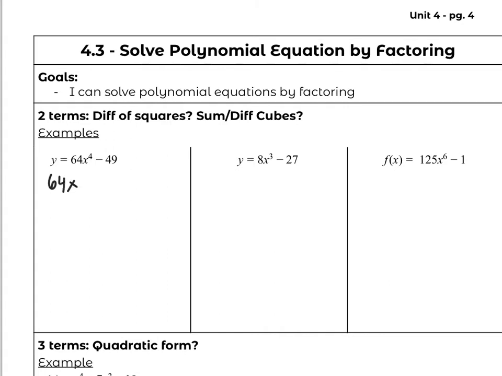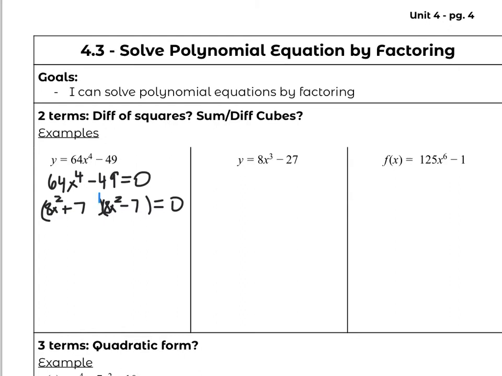So 64x to the fourth minus 49 equals 0. And I noticed that both my numbers are perfect squares and my exponent is even. So if you've got two terms, perfect squares, subtraction in the middle, let's go from there. Put your parentheses, one with the plus, then a subtraction, yes you must. Square root of the first, and we get 8x squared. Square root of the last. Keep them in order, and you're done fast.